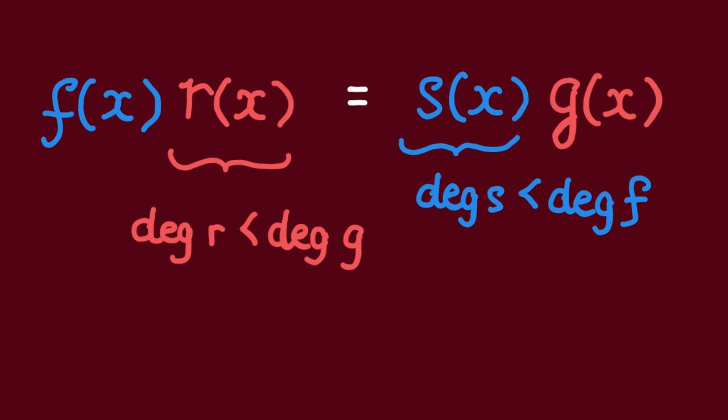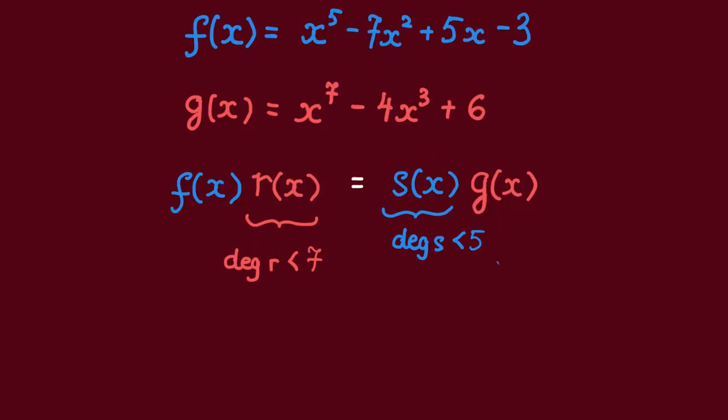Let's suppose that we can find non-zero polynomials r and s such that the degree of r is strictly less than the degree of g, the degree of s is strictly less than the degree of f, and f times r is equal to s times g as polynomials. Let us try to show that f and g must have a common root. For concreteness, let us just use our examples here. That is, let's assume the degree of g is 7 and the degree of f is 5. Now, why does the existence of polynomials r and s imply that f and g must have a common root?